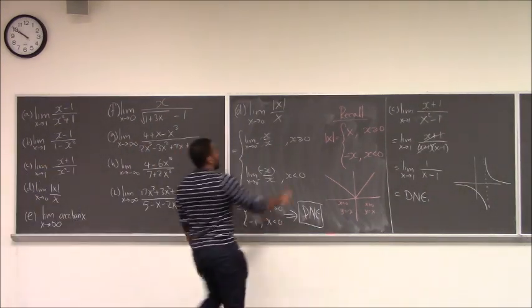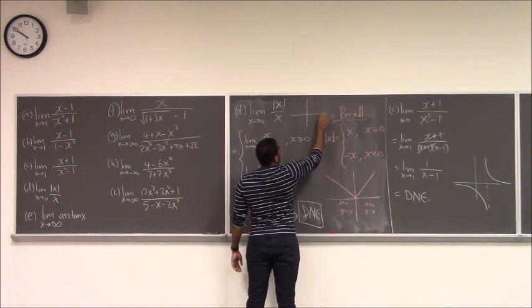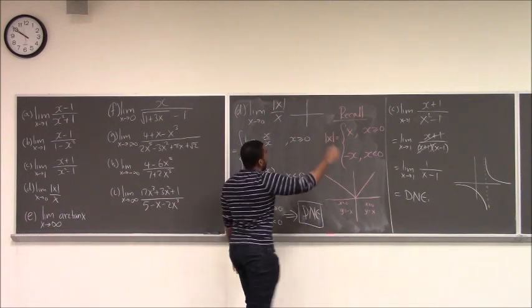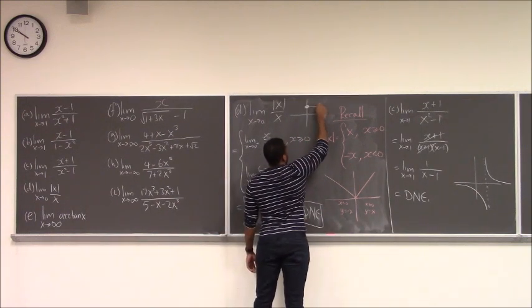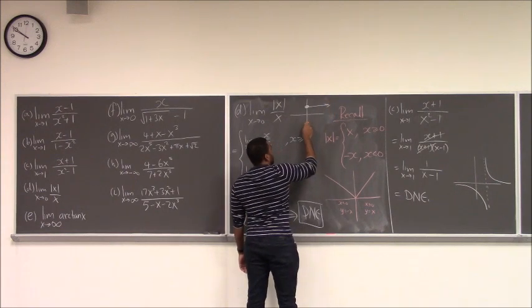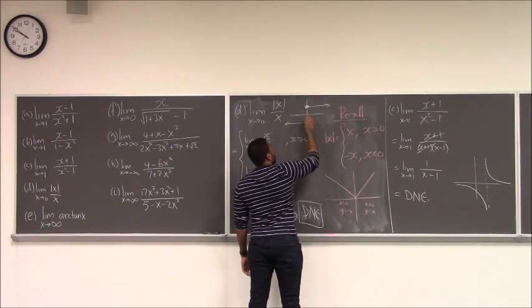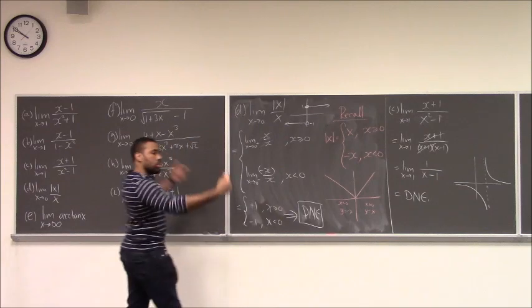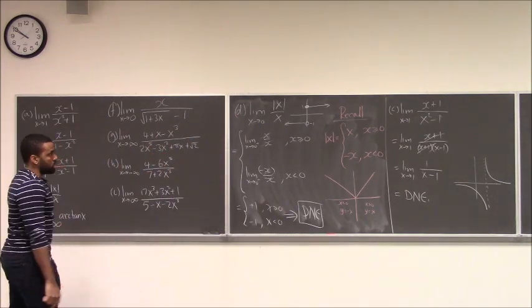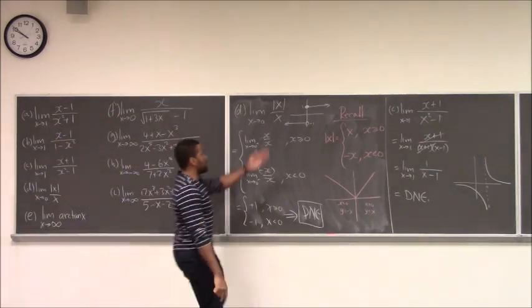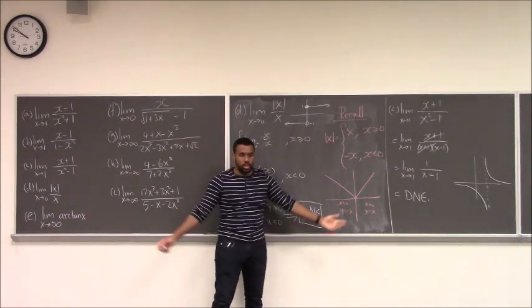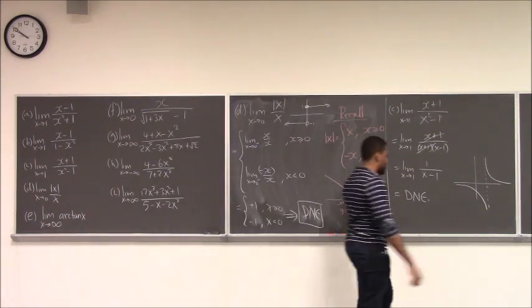If you want to know what the graph of this looks like, well, it tells you. When you're on the right side, it's just y equals 1. When you're on the left side, it's just y equals minus 1. So the y values do not agree, they don't connect. And you have to remember how the absolute value function behaves in order to know.